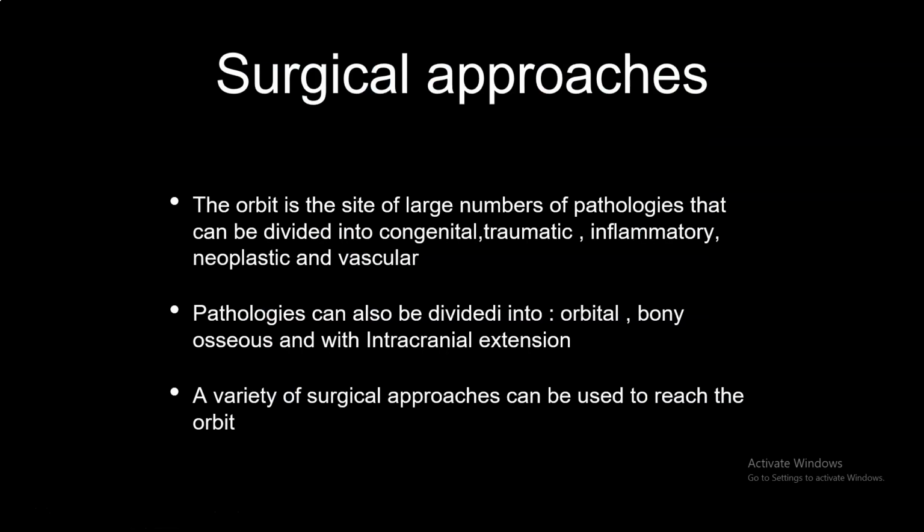Surgical approaches. The orbit, as we said, is the site of a large number of pathologies that can be divided as anywhere else: congenital, traumatic, inflammatory, neoplastic, and vascular. Pathologies can also be divided into purely orbital pathology, pathology from the bony orbit, osseous pathology, and pathologies with intracranial extension. Also, a variety of surgical approaches can be used to reach the orbit.